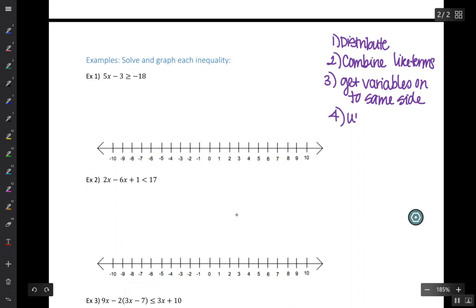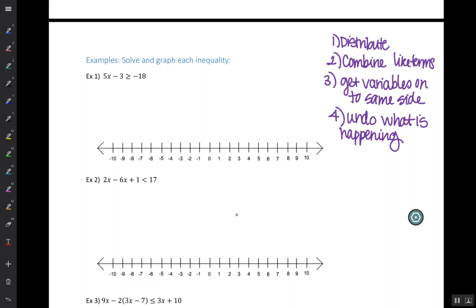Fourth, undo what is happening. Okay, so in the first one here, we don't have distribution. We don't have like terms to combine. We don't have variables on the same side, so we just need to get to solving for x. So I'm subtracting 3, so I'm going to add 3, just like I do in an equation. Bring down the 5x, bring down the greater than or equal to, and bring down the -15.